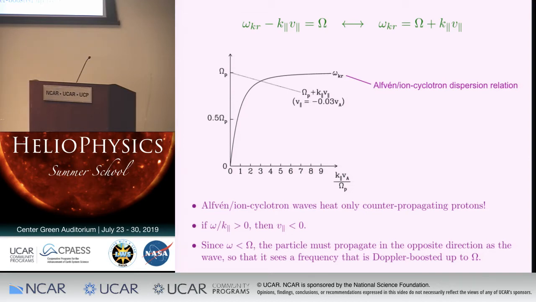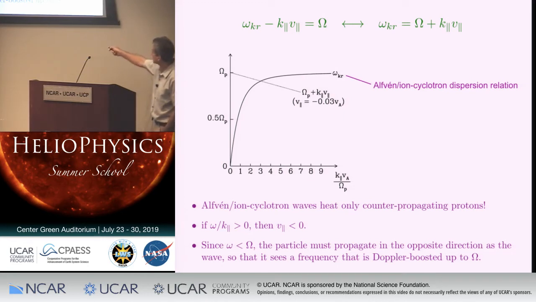But what does that mean qualitatively? It means that if my Alfvén waves are moving to the right, they're not going to resonate with any ions that are moving to the right. They're only going to resonate with the protons that are moving to the left. This is actually an interesting analogy. Yesterday we were talking about how in Alfvén wave turbulence, only counterpropagating Alfvén waves interact nonlinearly. Here we're talking about a different phenomenon where an Alfvén ion cyclotron wave propagating in one direction will only resonate with a counterpropagating proton.